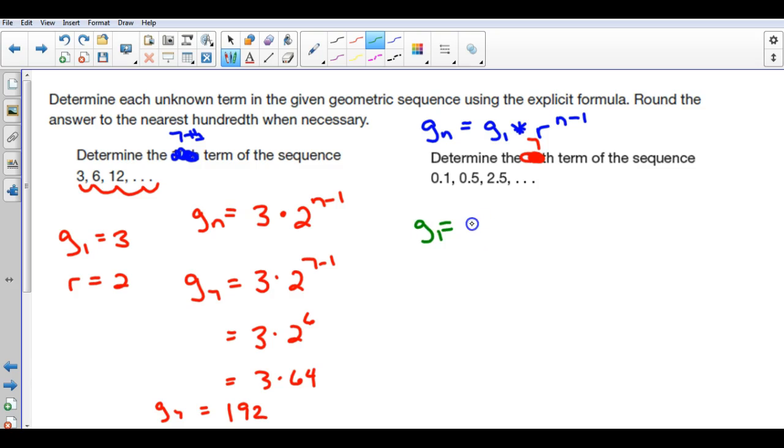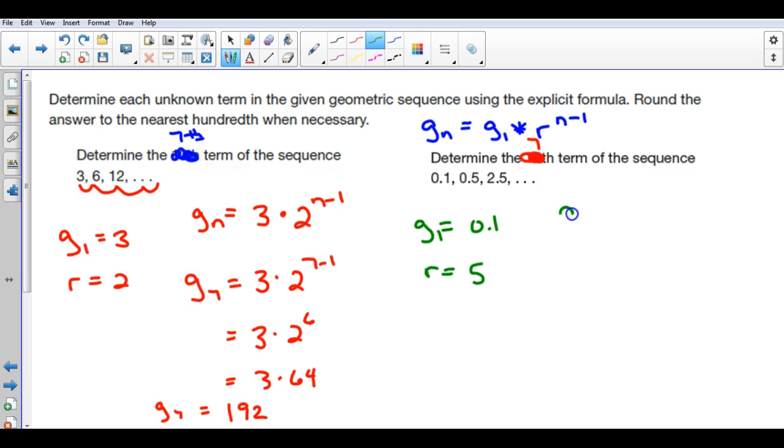Our first term of the sequence here is 0.1. My common ratio, in order to get that, I'm going to take my second number divided by my first number. 0.5 divided by 0.1 is 5. So what that means is that we're multiplying by 5 every time. So these numbers are going to get really large.